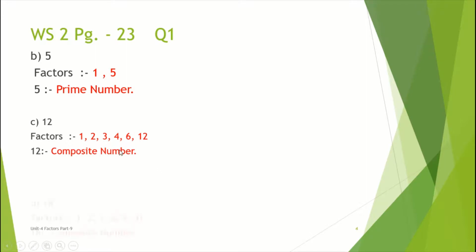Okay. Now we will see sum number D, that is 18. First of all, we have to find all the factors of 18. So what are the factors of 18? 1, 2, 3, 6, 9 and 18. Okay, these are the factors of 18. Since it has more than 2 factors, therefore 18 is also a composite number.